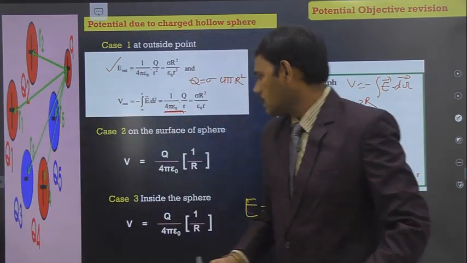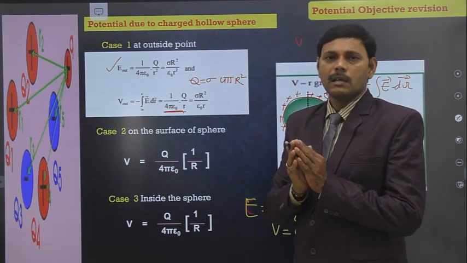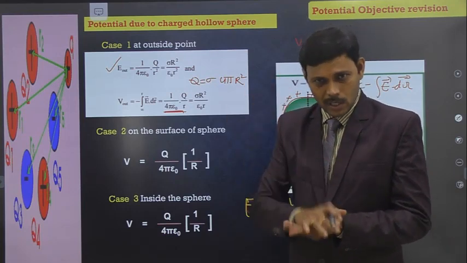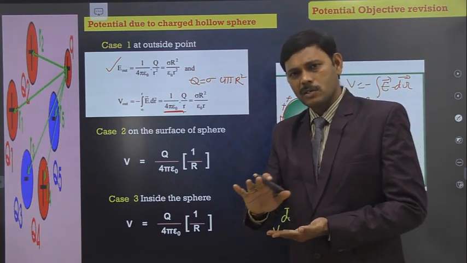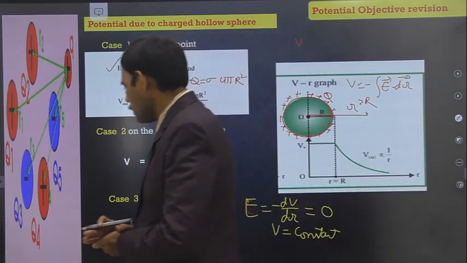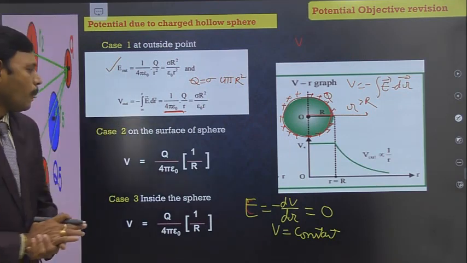Here is one interesting conclusion. Inside a hollow charged sphere, already we know electric field is 0, whereas potential is non-zero. Potential is non-zero and its value is 1 by 4 pi epsilon naught into q by R.